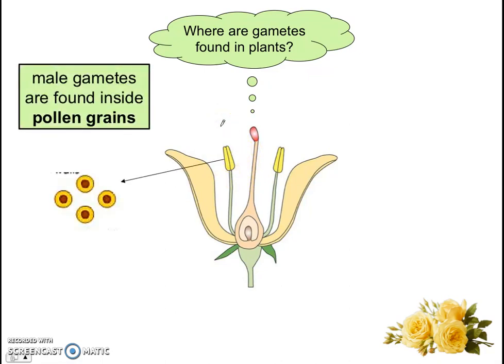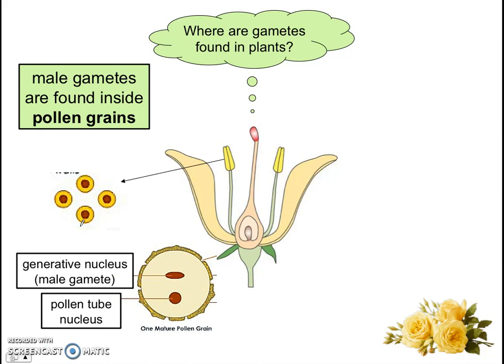Right? So yes, the male gamete of plants are found inside pollen grains, and the pollen grains can be found in the anthers of a flower. We'll look at it a bit more later. Now, if you take a closer look at a pollen grain under the microscope and look inside it, you'll find something very interesting, because a pollen grain has two nuclei. That's different from a usual cell. And these two nuclei have different functions.